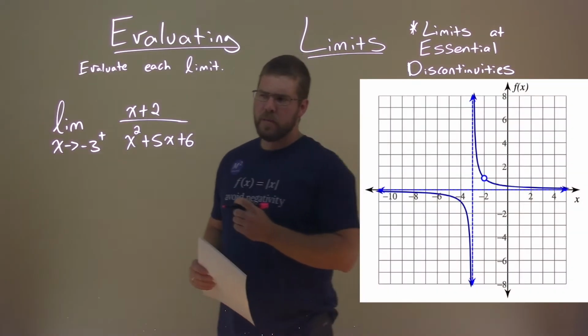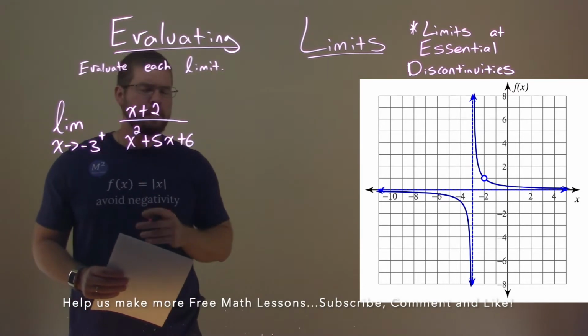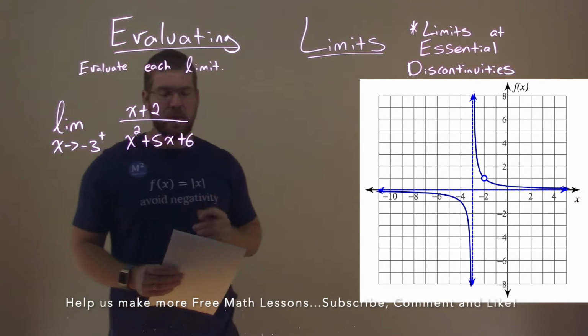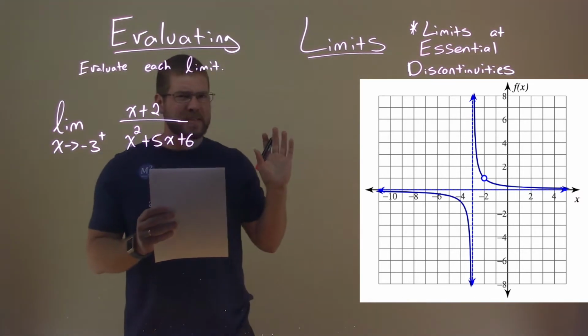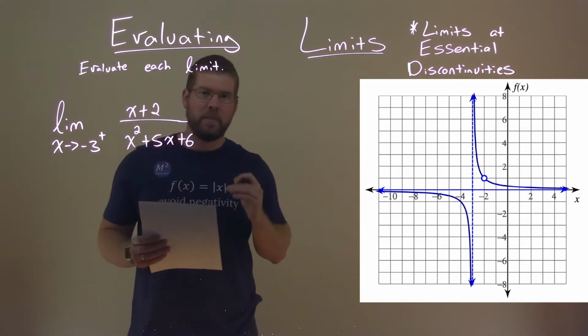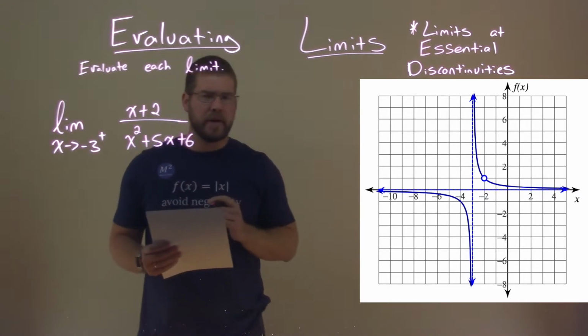We're given this problem right here, the limit as x approaches -3 from the right of x plus 2 over x squared plus 5x plus 6, and we're also given this graph. Now, the graph makes it a little easier to visualize what happens as x approaches -3 from the right. But let's break it down algebraically and we'll see how the two compare.